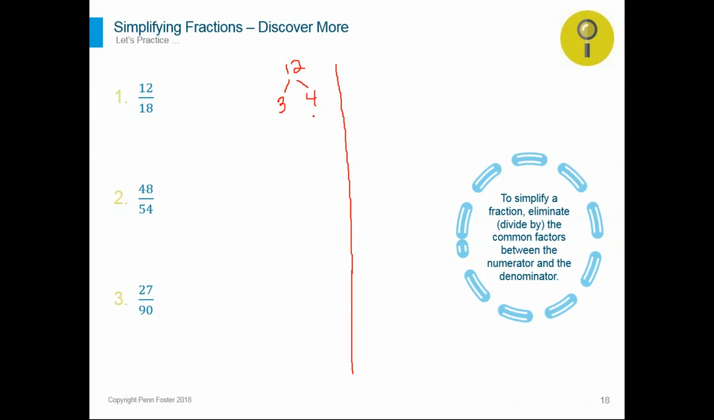4 is what times what? It's 2 times 2. Am I able to factor 2 and 2 even more? And the answer is no. Then the factors of 12 are 3, 2, and 2.